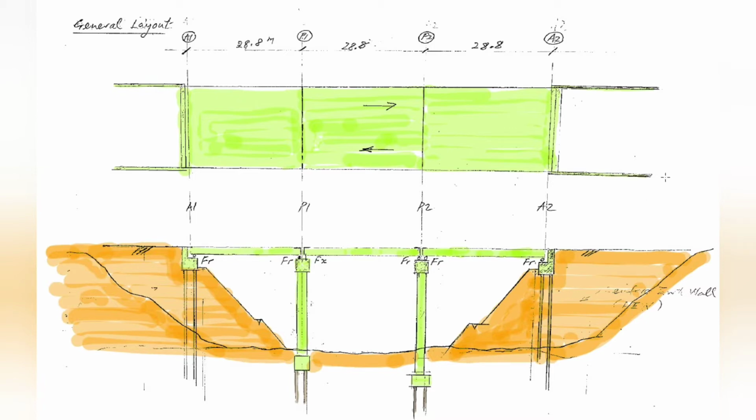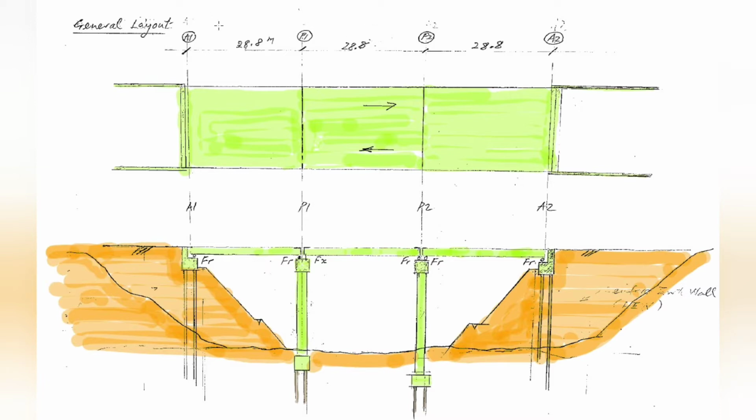In this video, we are going to learn how horizontal forces acting on the bridge deck are distributed to the substructure part of the bridge. The drawing used for our discussion today is a three-span concrete bridge. Each span of 28.8 meters is supported on a set of elastomeric bearings.